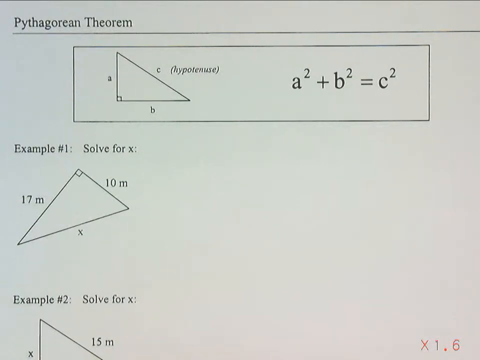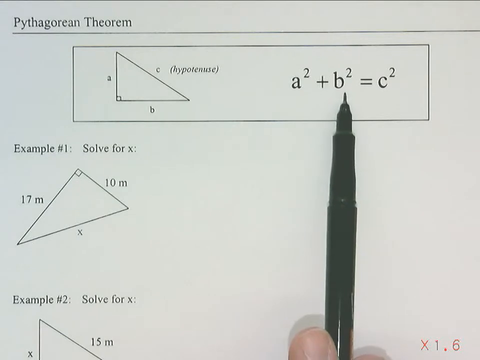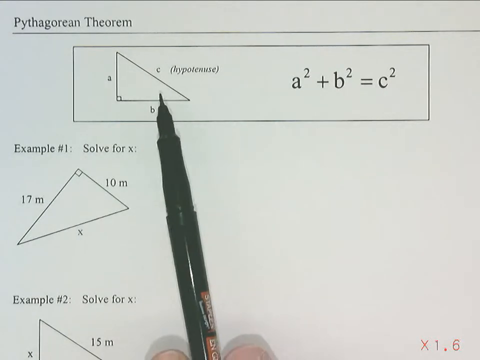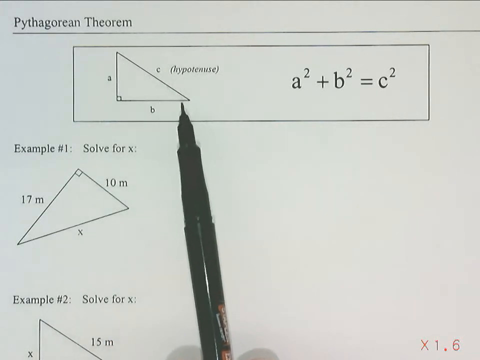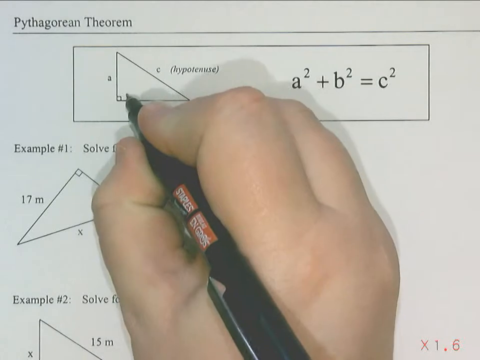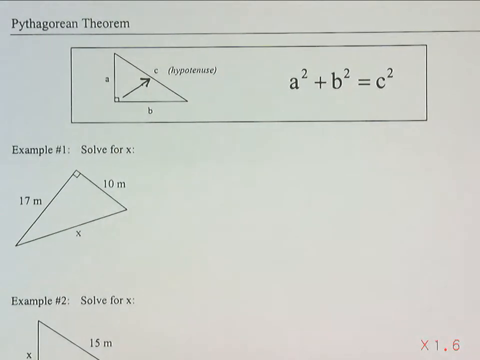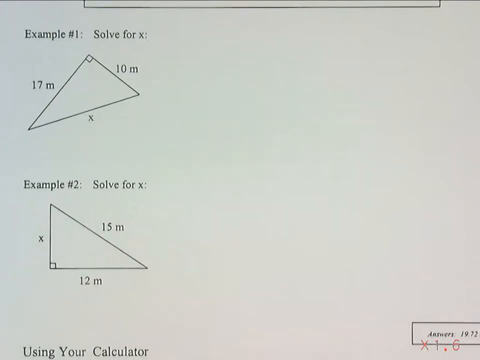You can use the Pythagorean theorem to solve for the length of a missing side in a right-angled triangle. The Pythagorean theorem is the formula a squared plus b squared equals c squared, where c is the hypotenuse, the longest side in the triangle. You can find it by looking for the longest side, or it is the side located directly across from the 90-degree angle. We're going to try two examples using the Pythagorean theorem.